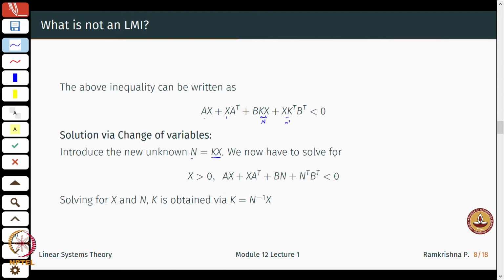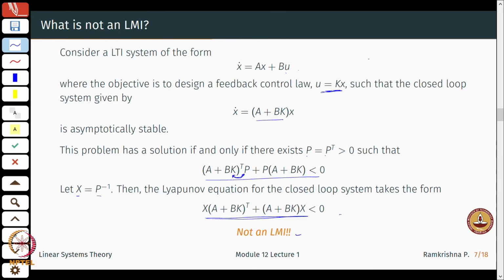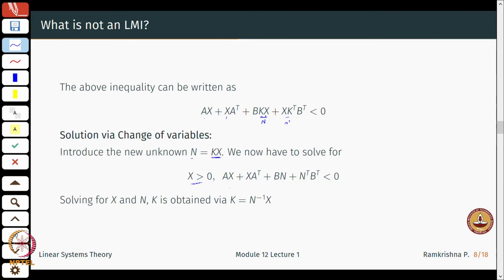So what I have to solve for now, I have to find an x which is greater than 0. Because p is greater than 0, p inverse will also be greater than 0, and therefore x will also be greater than 0. So is that AX plus XA transpose plus BN plus N transpose B transpose is less than 0. Now this is an LMI now, right?